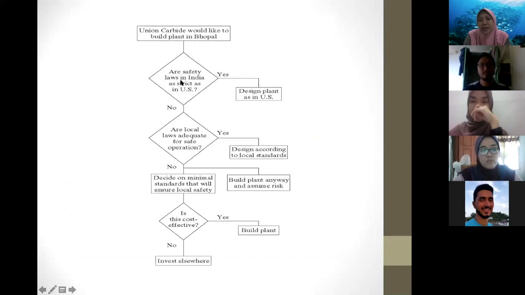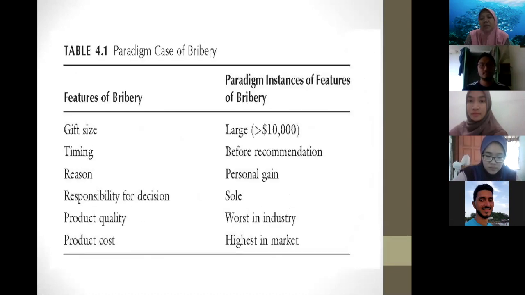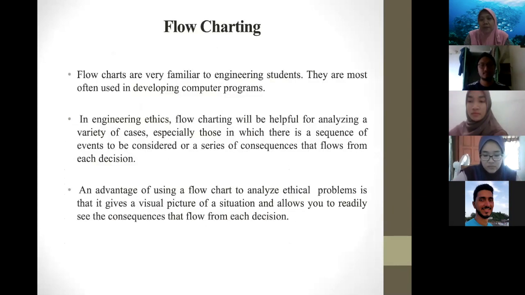So for example, are safety laws, you put a question: are safety laws in India as strict as in the US? If yes, then your decision is to design the plant as in the US. If no, then are local laws adequate for safe action? Yes and no. And then you go from here, another question, yes and no. So the flowchart helps you to sequentially think of the problem and solution. That's one way. Some people prefer this, some people not. So up to you, and it depends on the case study as well. So from the case study, you identify which method is the best to come up with a solution. Is it line drawing or flowchart?